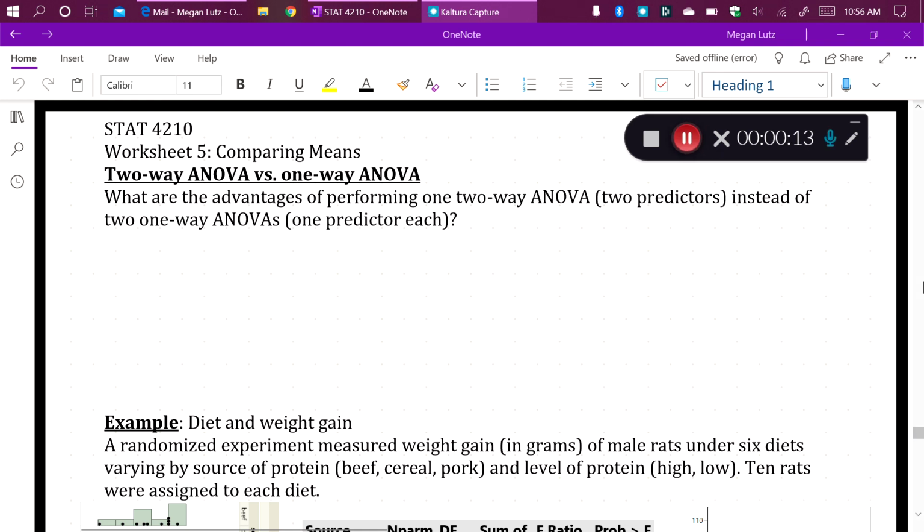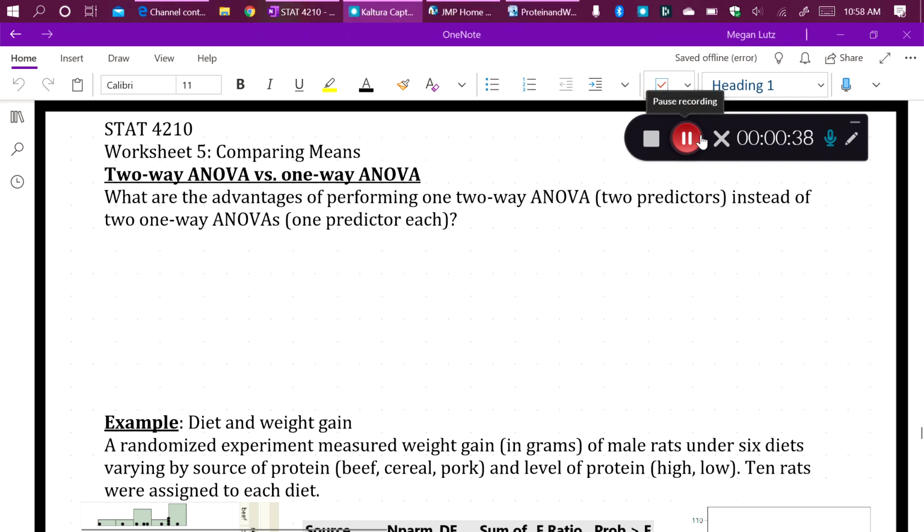So first off, what are the advantages of performing a two-way ANOVA when we have two categorical explanatory variables instead of using two one-way ANOVAs where we have one categorical predictor each? I'd like you to pause this video and see if you can brainstorm a few ideas, and then pick up and we'll go through this together.